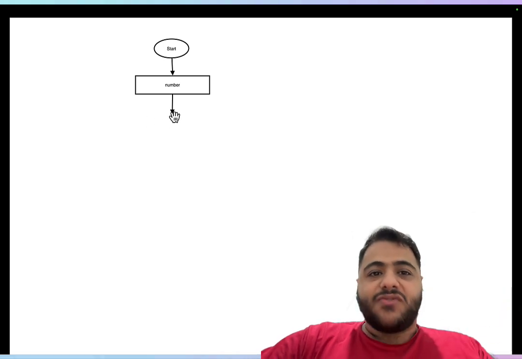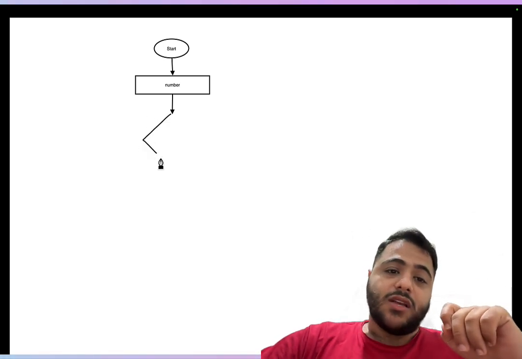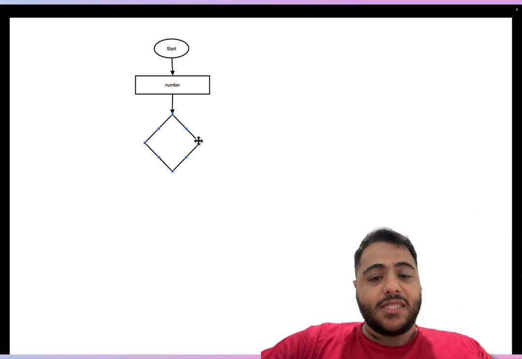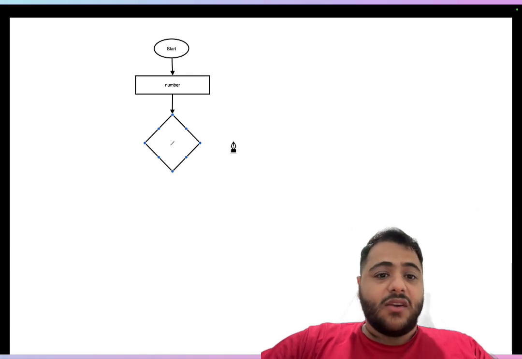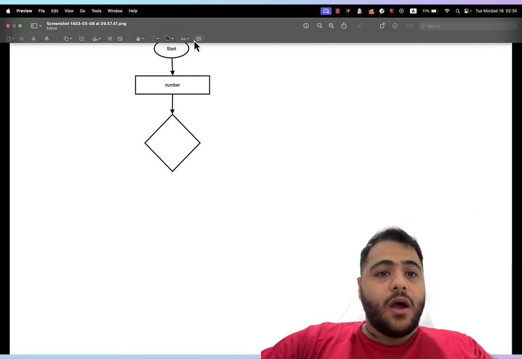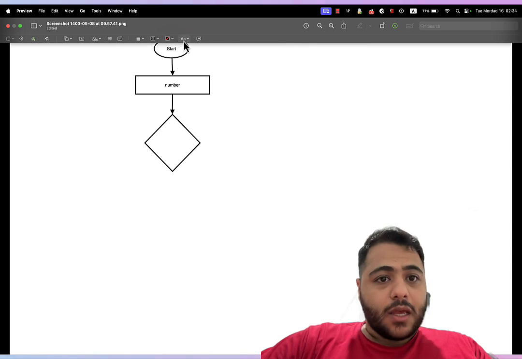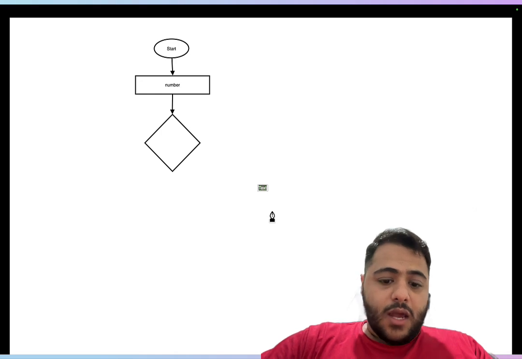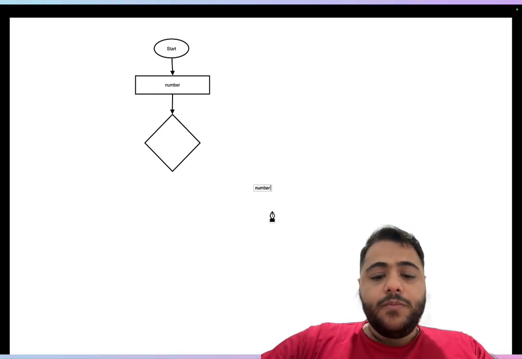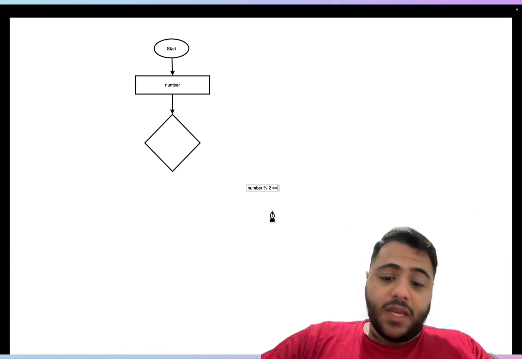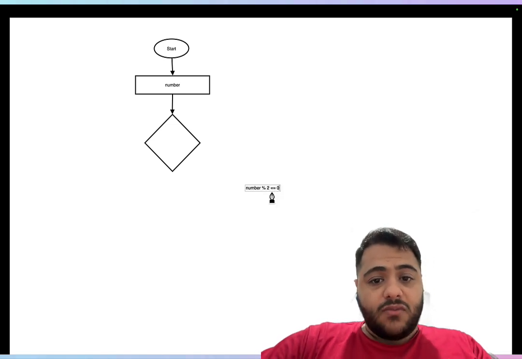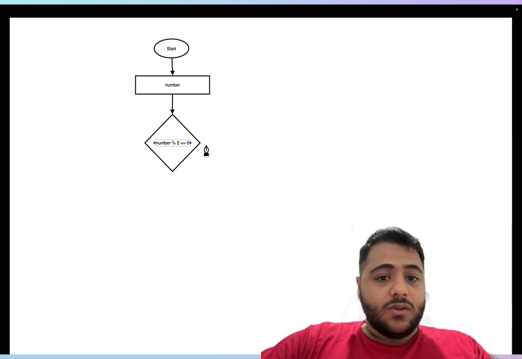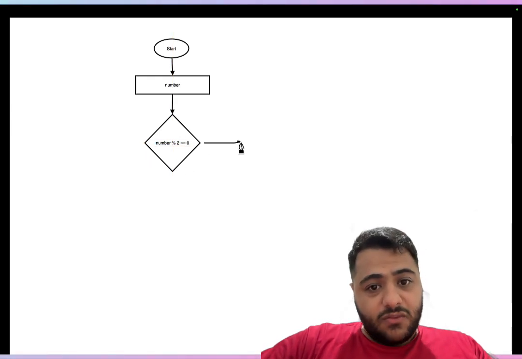So after reading the number, we're gonna check whether it's odd or even. So we need a condition checker, and we need the if. So our text is gonna be like, yep, we have it here. That's if number divided by 2 and the remainder is equal to 0. If any number divided by 2 has a remainder of 0, we know that's gonna be even.